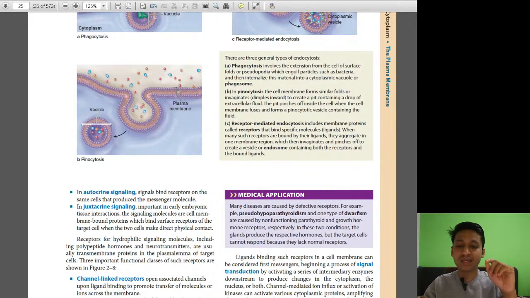In juxtacrine signaling, it's important in early embryonic tissue interactions. The signaling molecules are cell membrane bound proteins which bind surface receptors of the target cell when the two cells make direct physical contact. So the target cell and the producing cell need to be in physical contact. In that case, cell membrane bound proteins can be transferred to the target cell by making a direct physical contact. This is important for juxtacrine signaling.